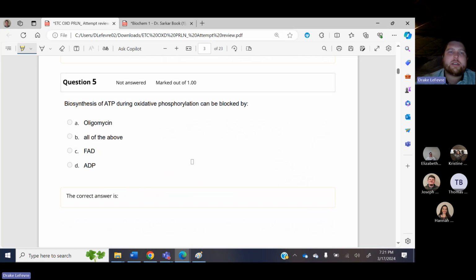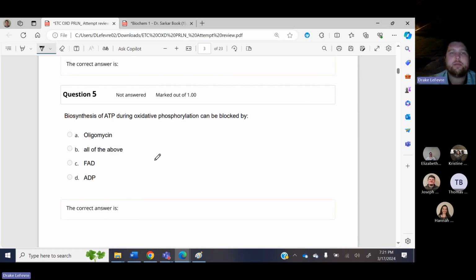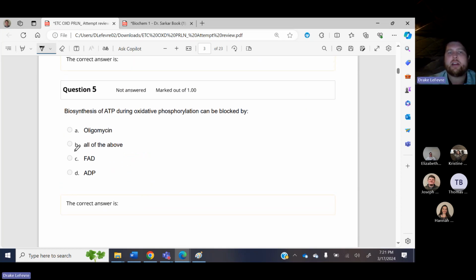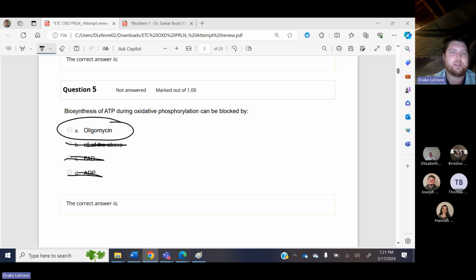So biosynthesis of ATP during oxidative phosphorylation can be blocked by... Now we already talked about this. It is essentially the exact same question as the one above, except a couple different answer choices. So we talked about ADP already. We talked about FAD. So our only thing left, and it can't be all of the above if those two are wrong, is oligomycin. If I'm not mistaken, oligomycin is like a pesticide or something like that.